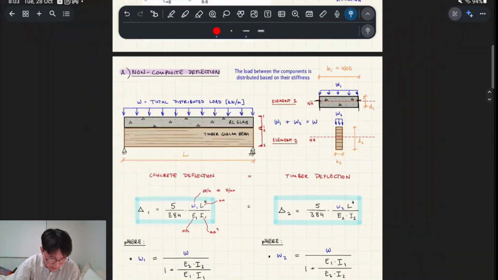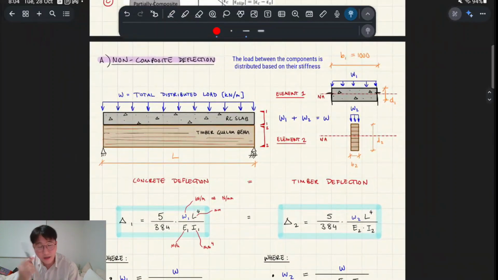Keep going. Yeah, so non-composite deflection. This is just kind of a thought exercise, because I think most of the questions in this course are focusing on case C, the partially composite case.